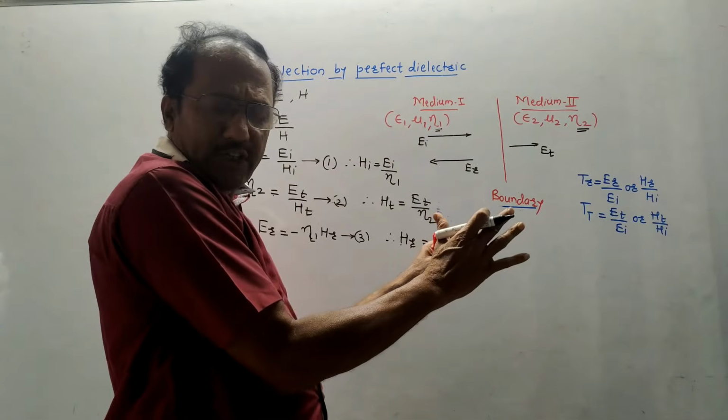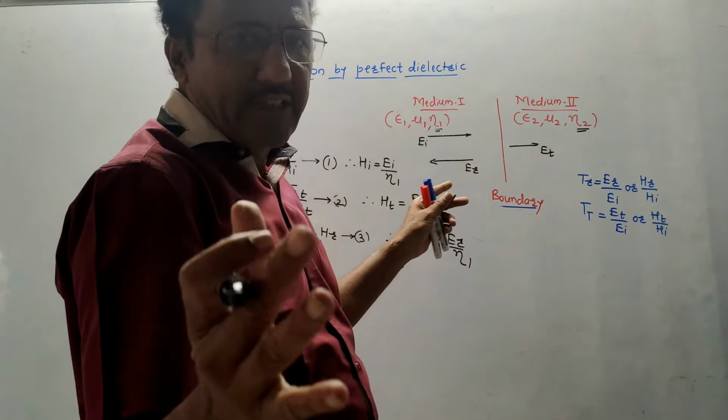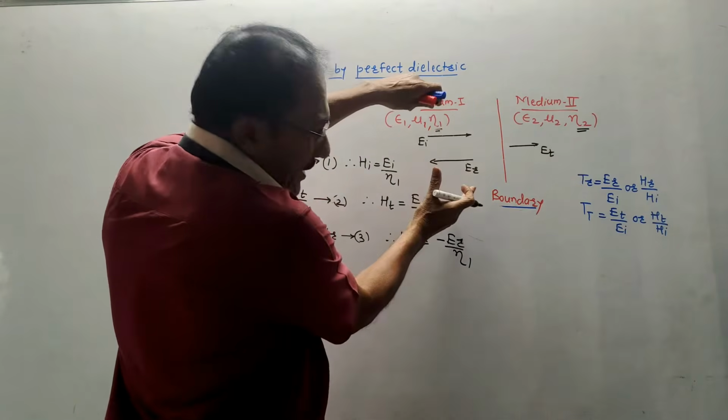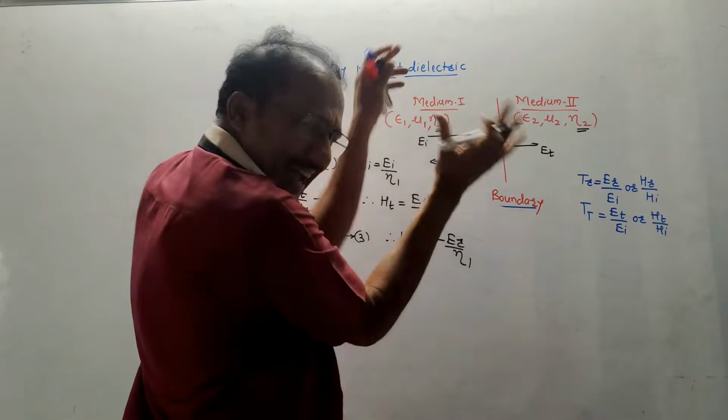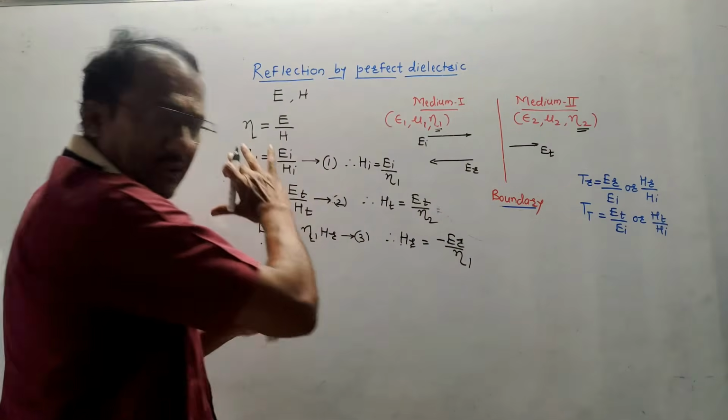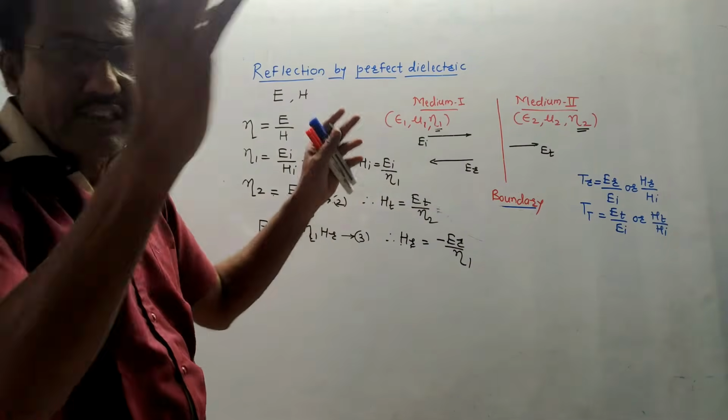While applying boundary conditions, you don't have to memorize all the boundary conditions which we have studied earlier. Whatever components are there in medium 1, take the addition of those components equal to the components in medium 2, without considering the directions, without considering the signs.